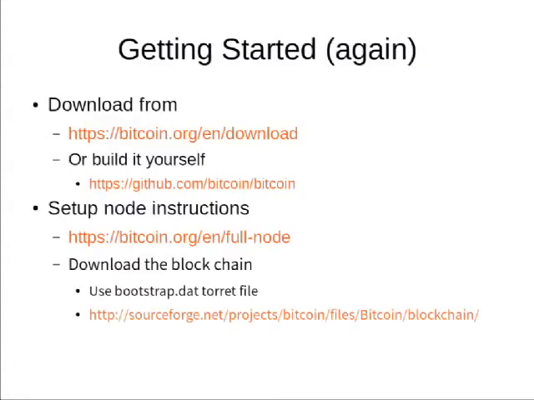So, getting started with the blockchain, that's where you go to download it. You can go to GitHub and build it yourself, check out the code. Setting up the node instructions: a node is any one of these guys. It's a Bitcoin daemon that's talking to other peers, processing transactions, sending them to each other. It's not a miner. I personally haven't set up a miner, so don't ask me. But I'm sure other people in the room have. Raise your hand if you've set up a miner before. There's who to talk to.